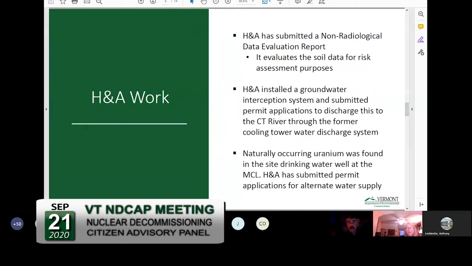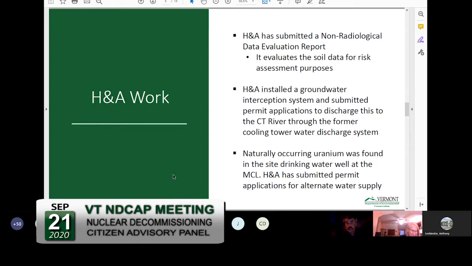Haley and Aldrich has been doing work for NorthStar. As Corey said, they submitted a non-radiological data evaluation report, and that's to evaluate data for risk assessment purposes. The agency, the DEC, has it, and ATC has also been asked to look at it, and we're in the process of reviewing that work.